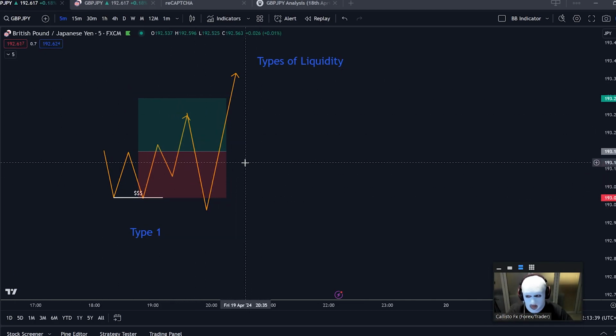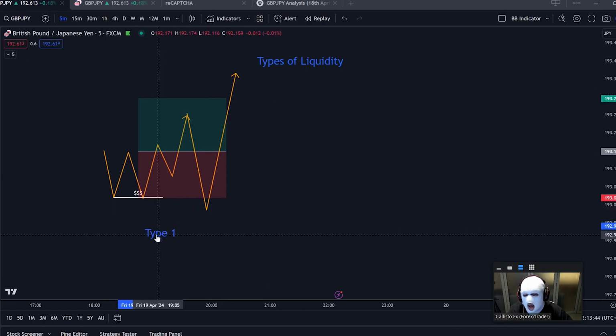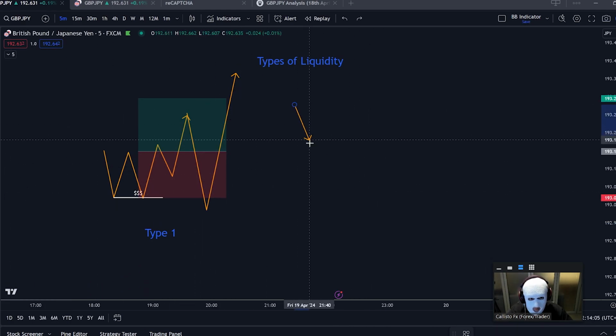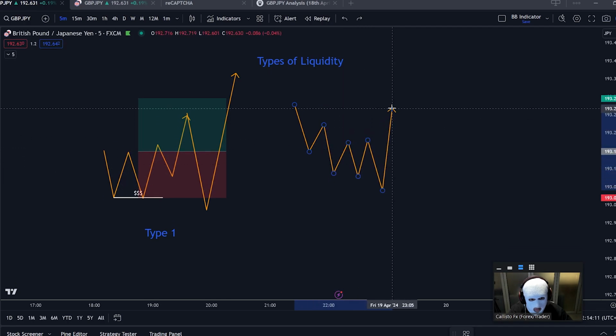All right. So in this case, what we have here is considered equal highs or equal lows. If I want to flip this around, I can just draw the same thing here. We can see price comes down, comes back up, takes out liquidity, continues lower.